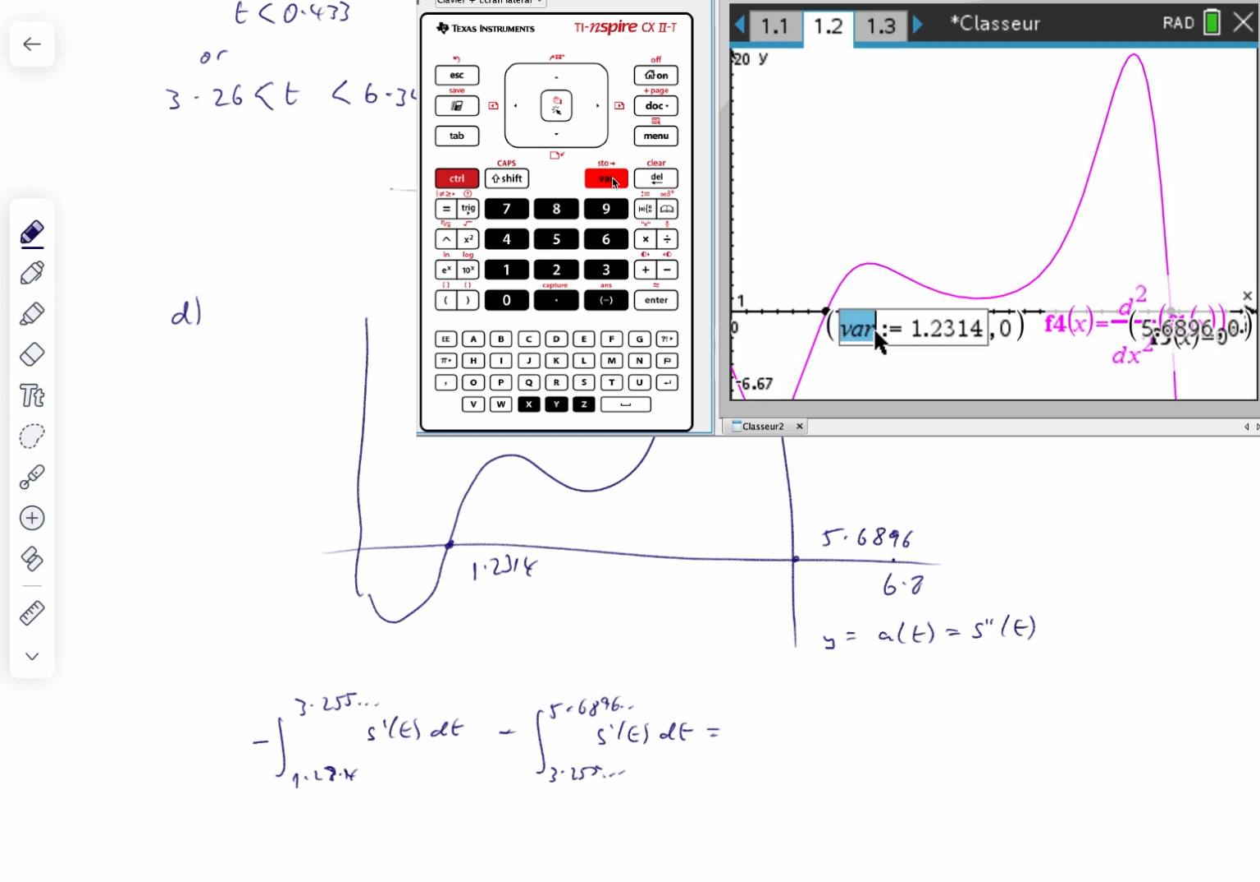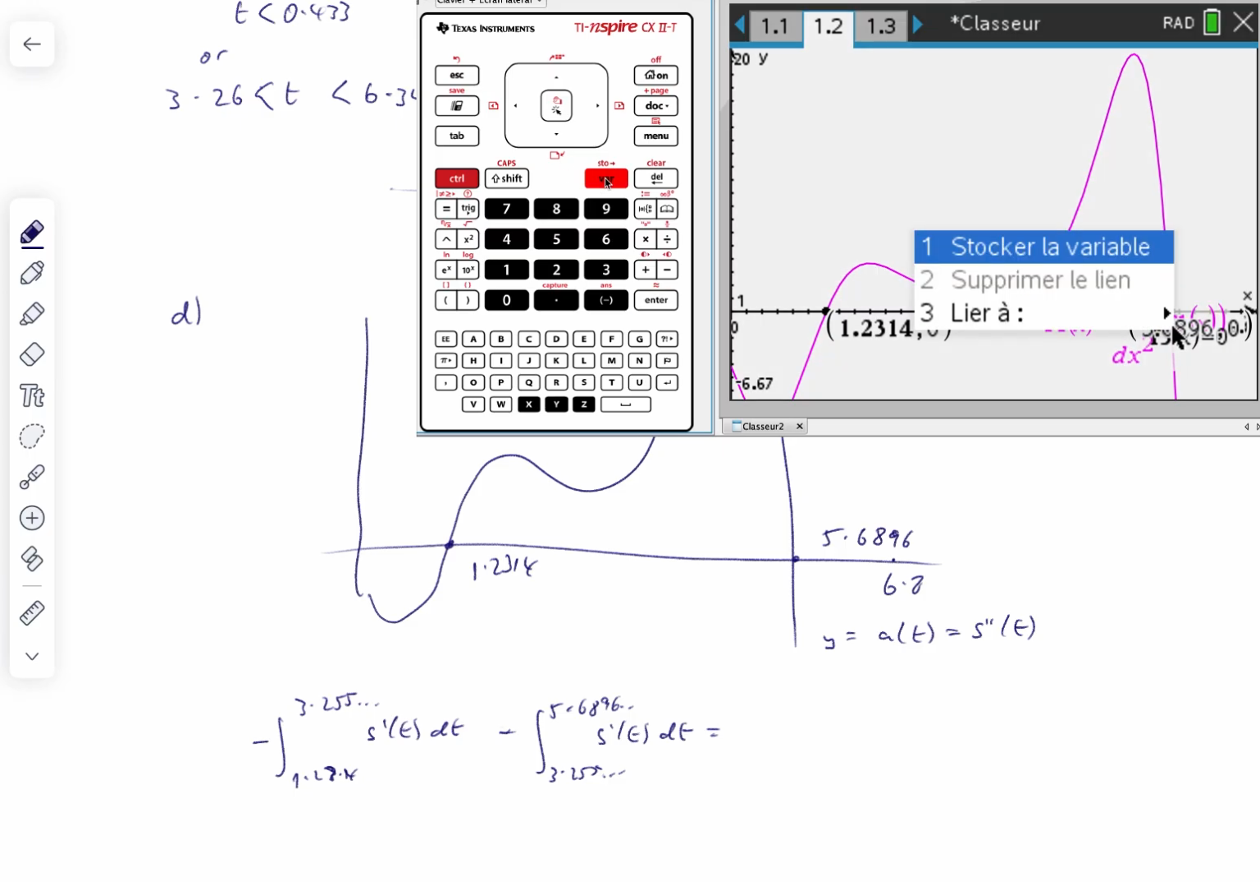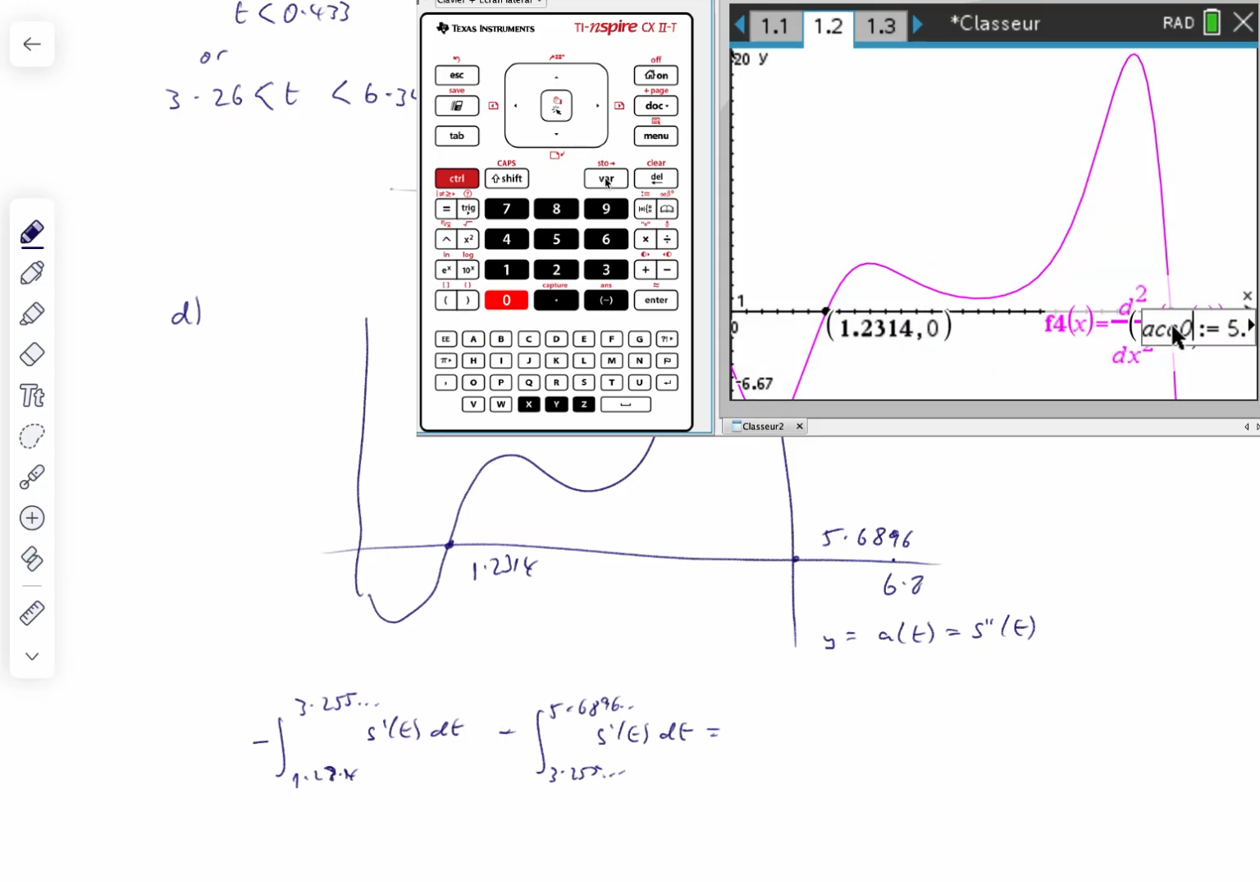Store that as acceleration 0 first point, and store this one as acceleration 0 second point. But B and C, actually, so you do B and C as well, but now I've got the two points there. I want the distance travelled.